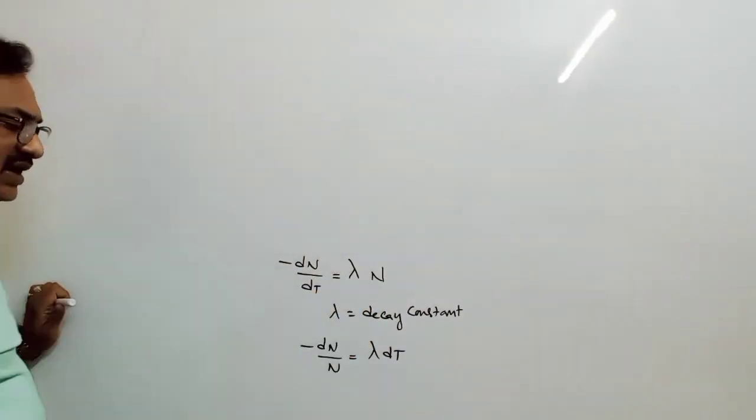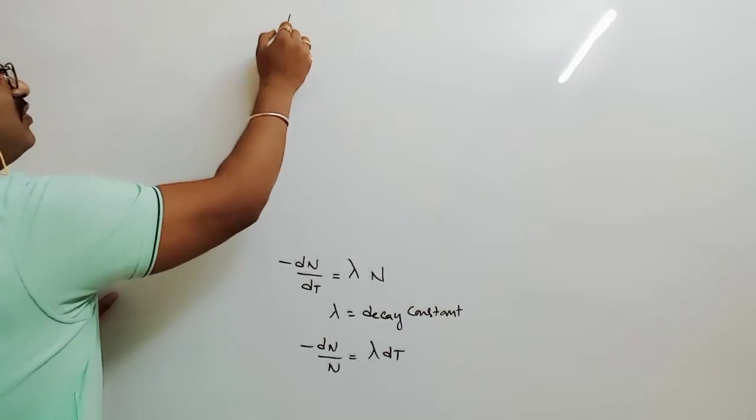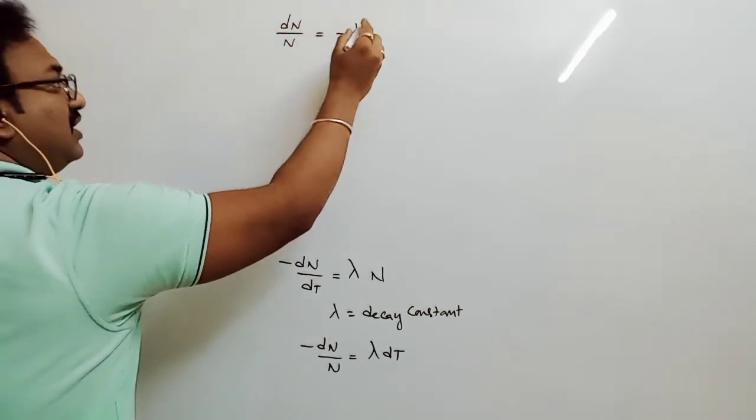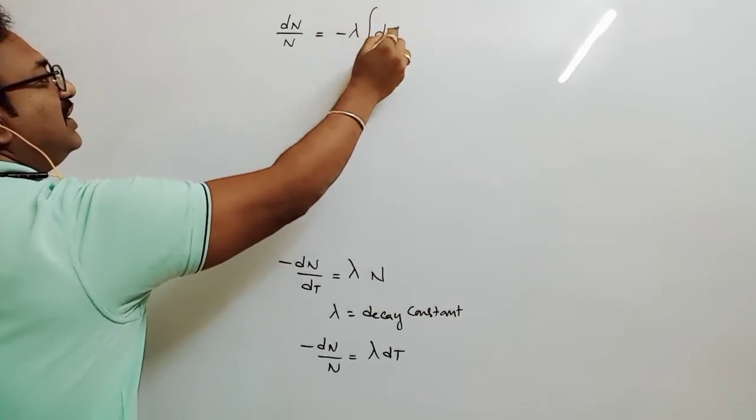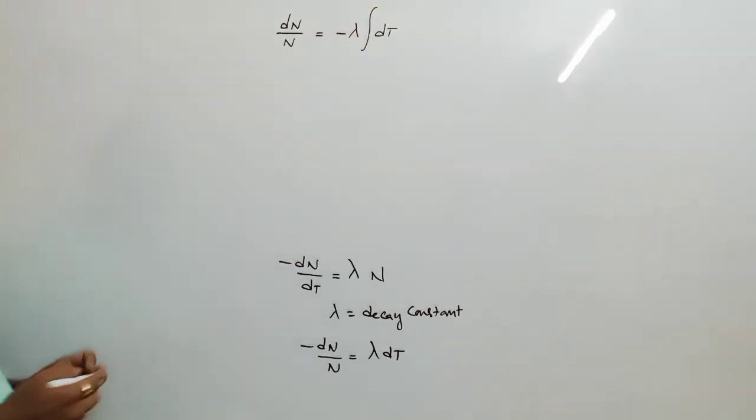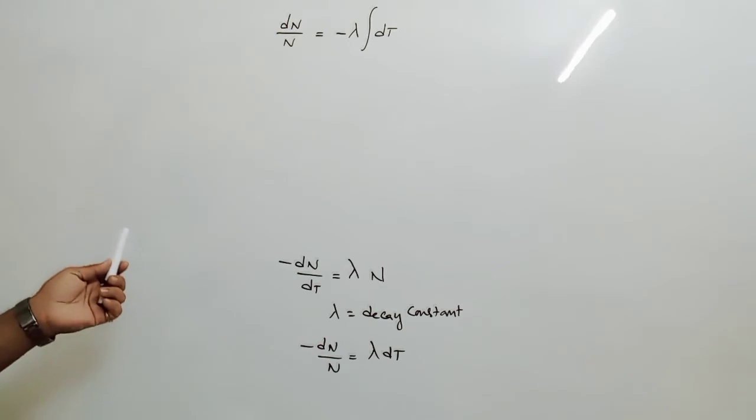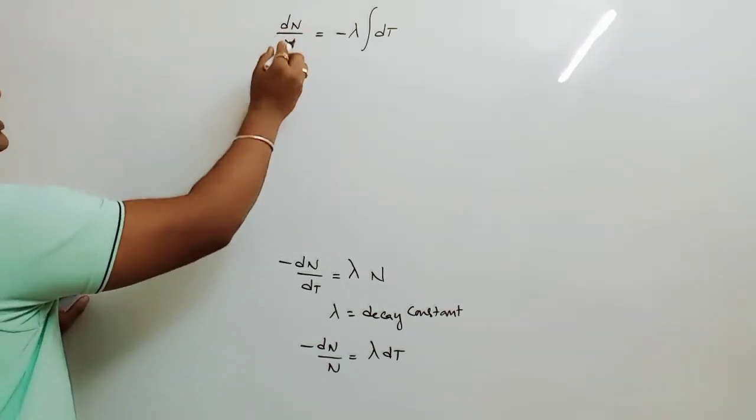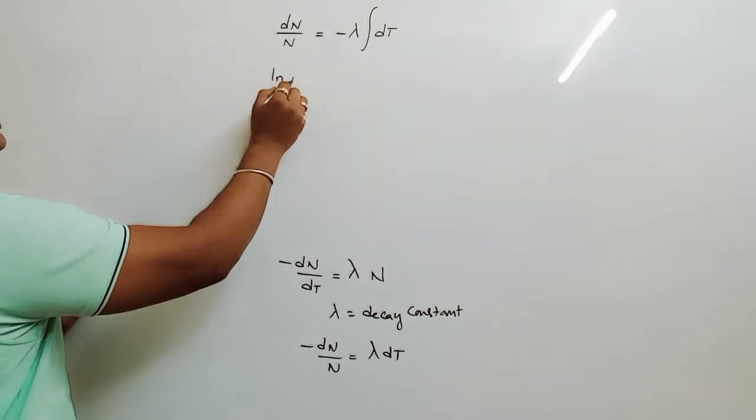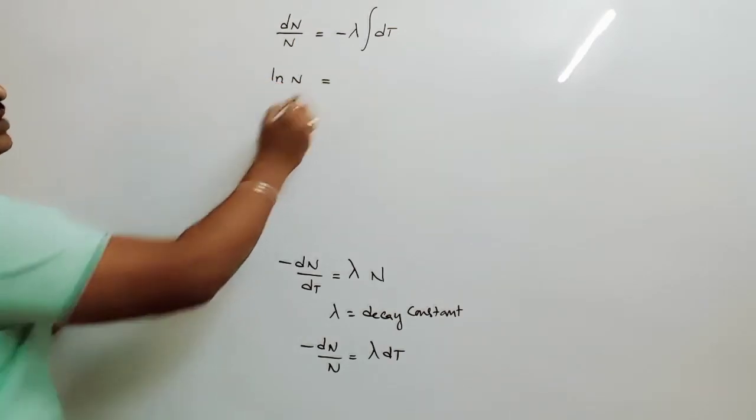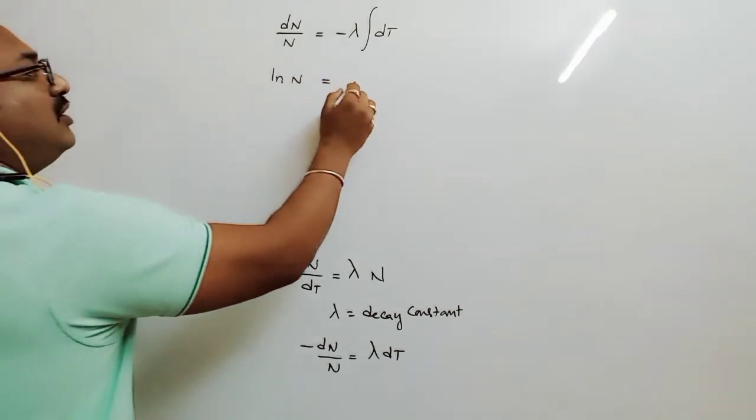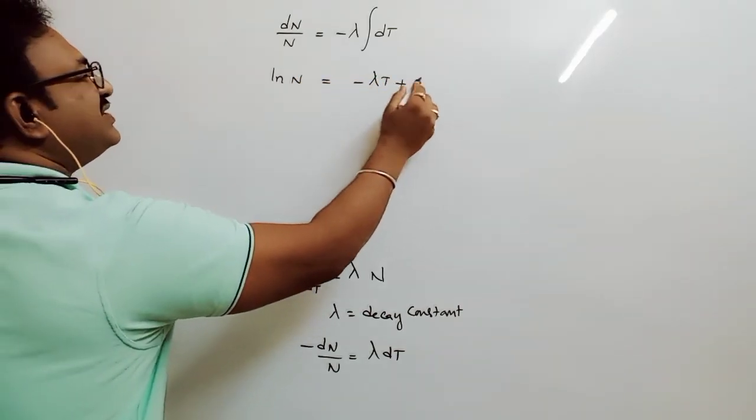Now I want to write like this. I am writing this one as dN by N is equal to minus lambda integral dt. So dN by N equals minus lambda integral dt. How much will this come? ln N, meaning log to the base e of N, is equal to minus lambda t plus constant.